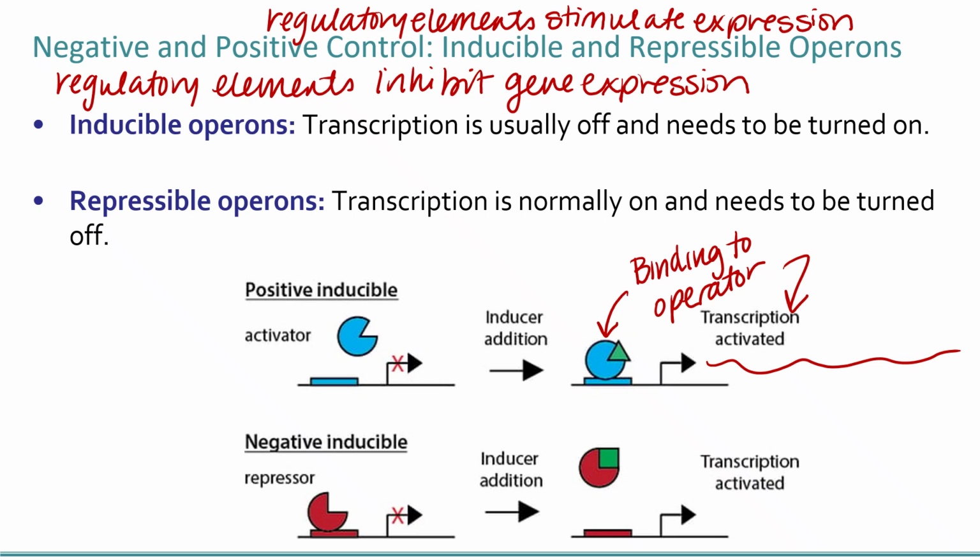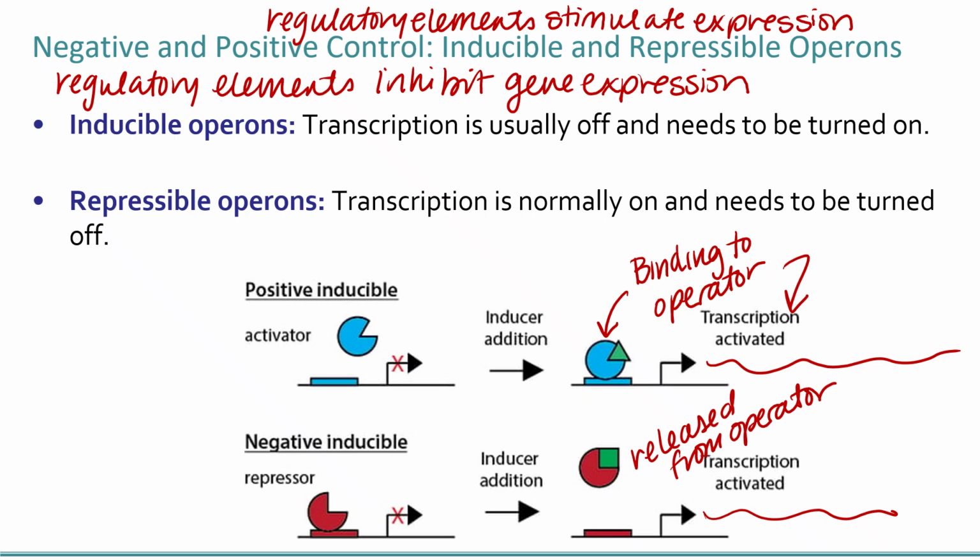In the bottom, we have a negative control, which means that our little Pac-Man molecule here is blocking expression from happening. So when it is released, now our transcription factors can get to our sequence because our regulatory elements have been released from the operator, which allows transcription to happen.